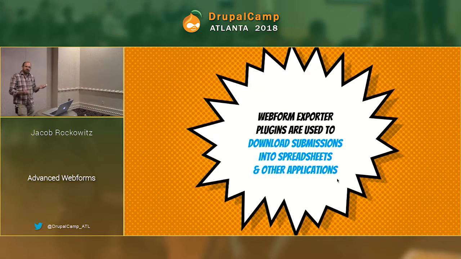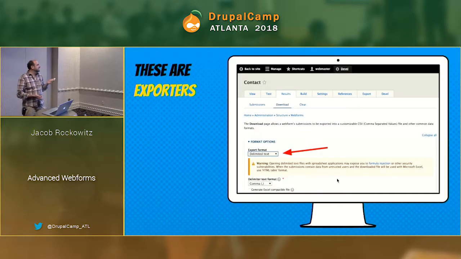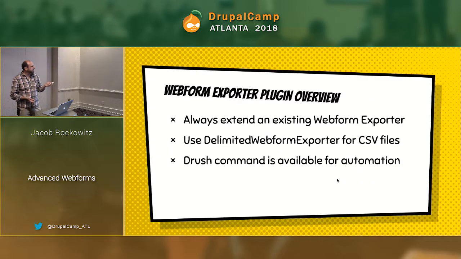Okay, exporters are really simple plugins because they're used to download submissions into spreadsheets. This is what we just looked at in the beginning. That drop-down menu is all the plugins. And exporter plugins, once again, this is one where you must extend an existing plugin. There's no real way to get started.